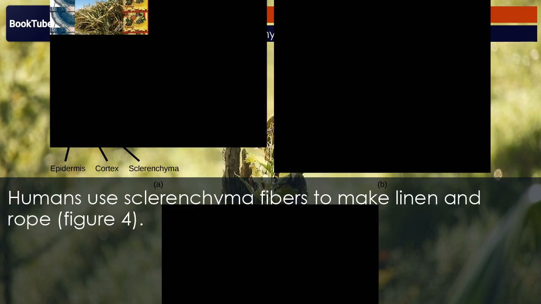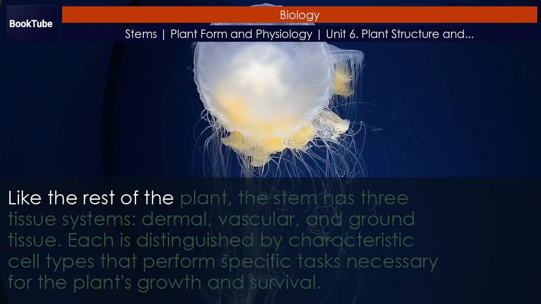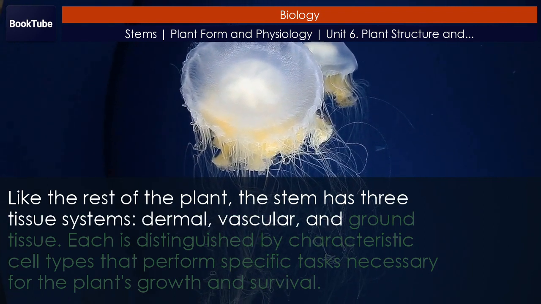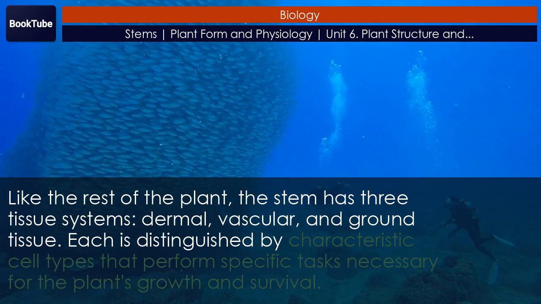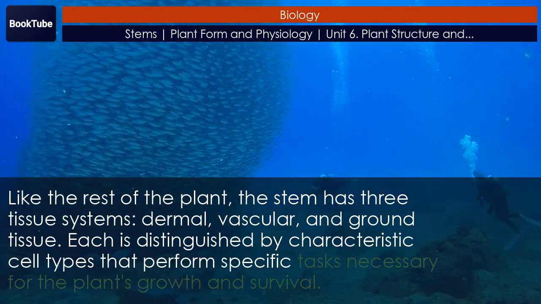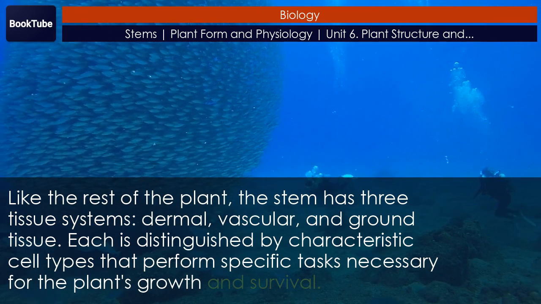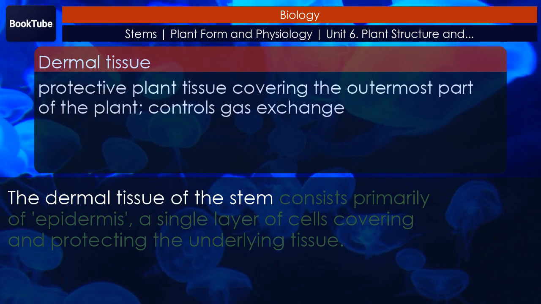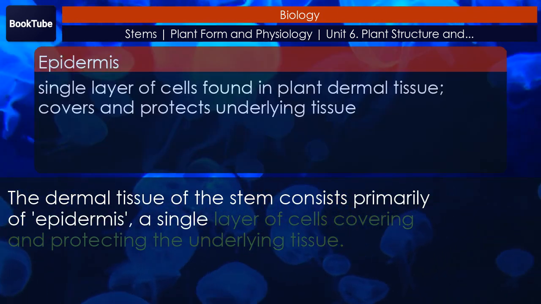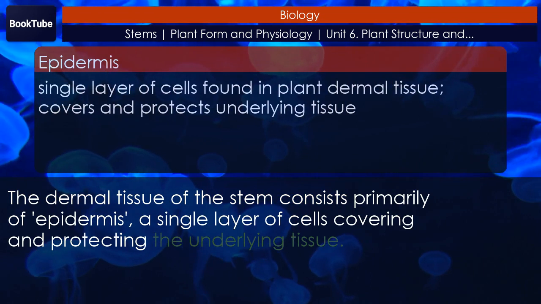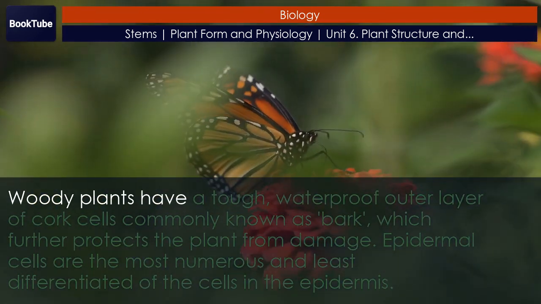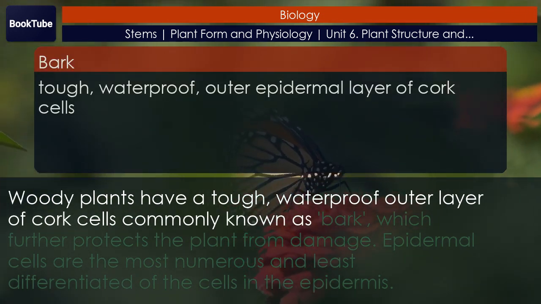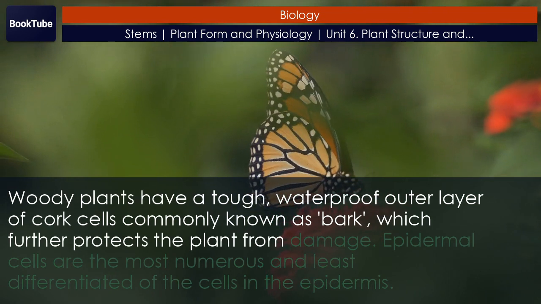Figure 4. Like the rest of the plant, the stem has three tissue systems: dermal, vascular, and ground tissue. Each is distinguished by characteristic cell types that perform specific tasks necessary for the plant's growth and survival. Dermal tissue. The dermal tissue of the stem consists primarily of epidermis, a single layer of cells covering and protecting the underlying tissue. Woody plants have a tough, waterproof outer layer of cork cells commonly known as bark, which further protects the plant from damage.